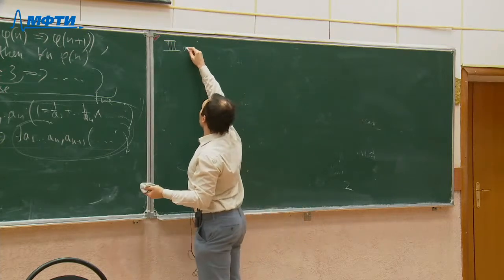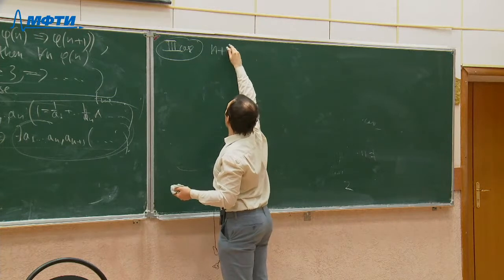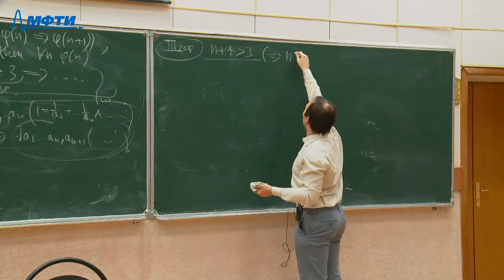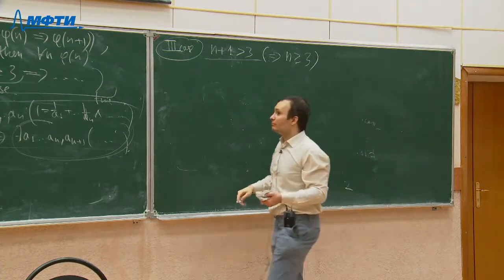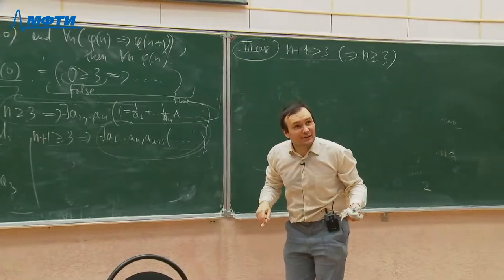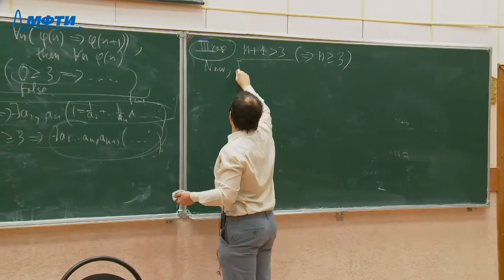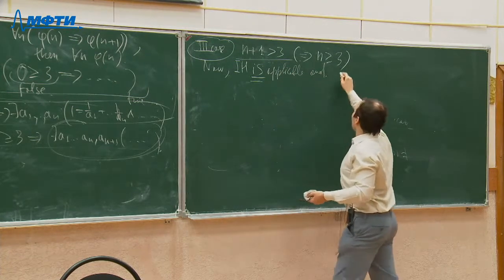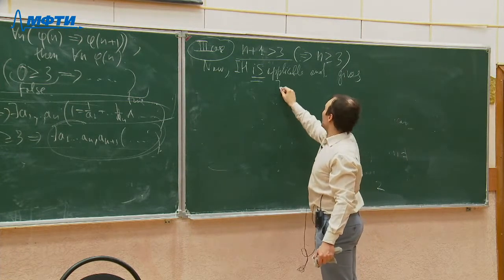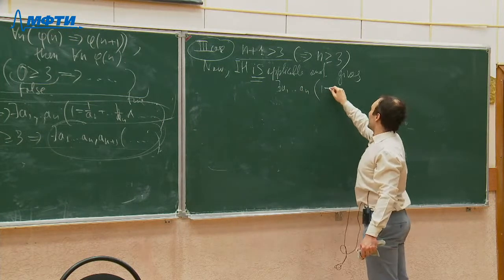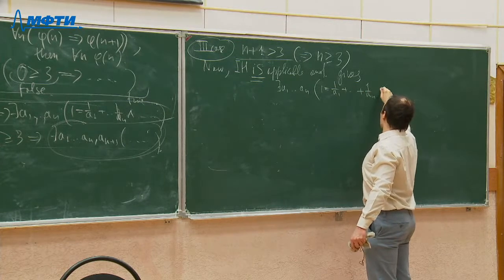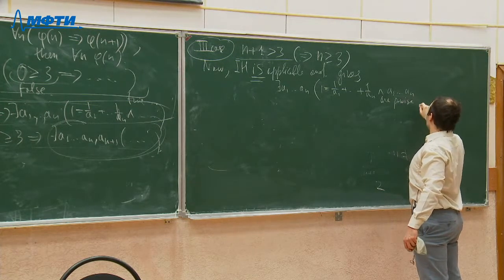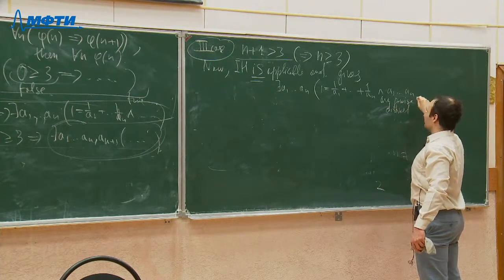The third case is as follows. Now n plus 1 is greater than 3. But if n plus 1 is greater than 3, then n is at least 3. And now we may apply our inductive hypothesis. Now the inductive hypothesis is applicable and gives us that there exist some numbers a1, ..., an, so that 1 equals this sum, and the numbers are pairwise distinct. Okay.